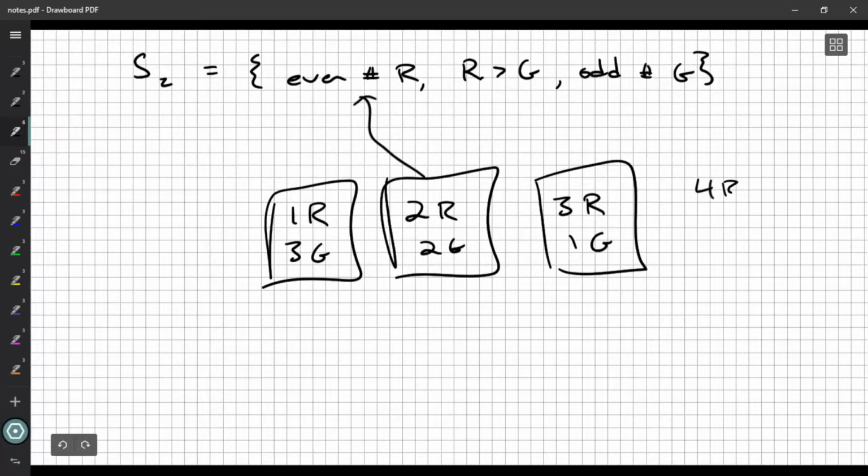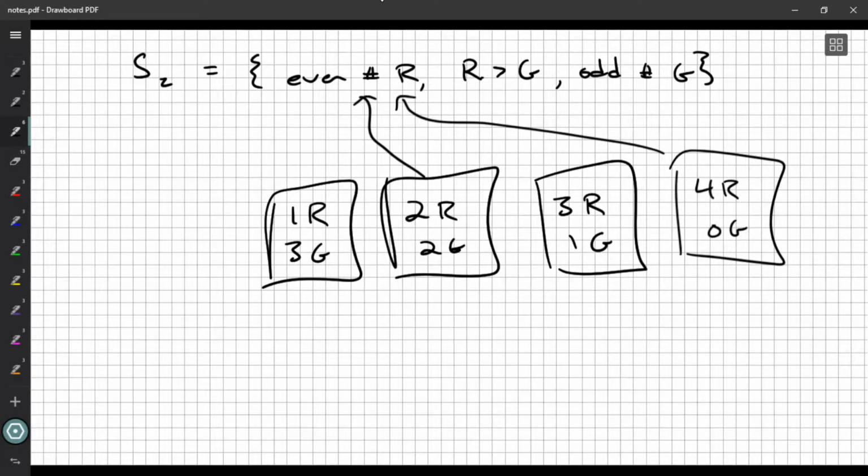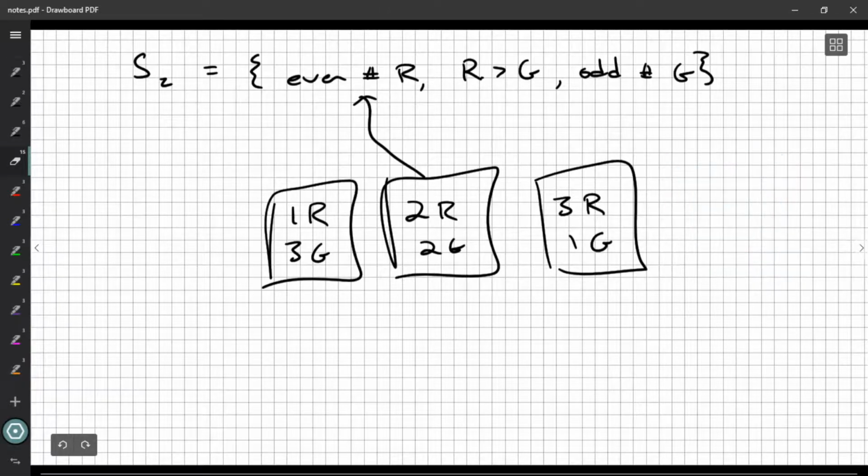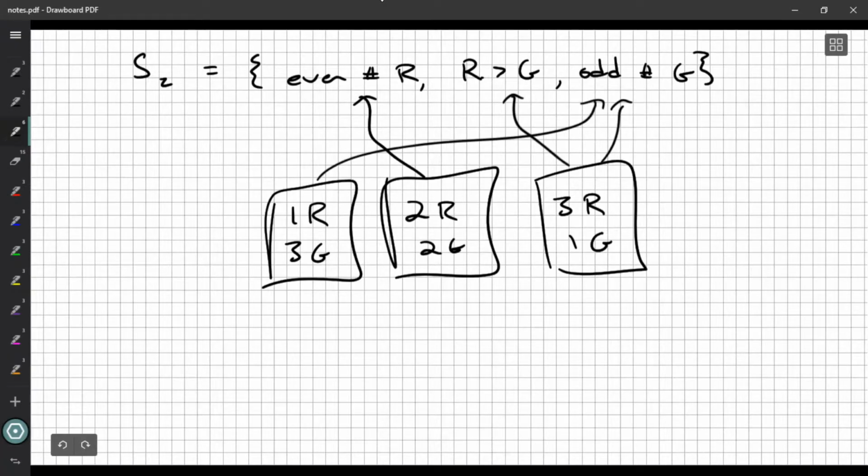If we did have 4 reds and no greens, then that would also be represented by this sample point, even number of reds, and that's okay. We need every outcome to be represented by a sample point, and you can't have an outcome represented by 2 sample points. Sample points can represent many outcomes. That's perfectly fine. Nothing else that even number of reds represents. More reds than greens is only going to represent 3 red, 1 green. So that's great. Odd number of greens, well, 3 is an odd number, but so is 1.